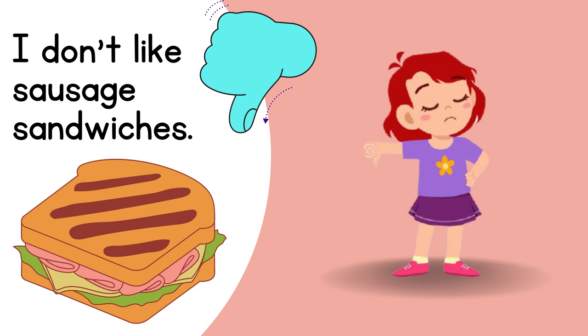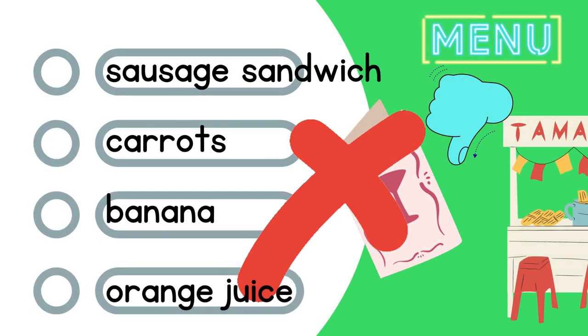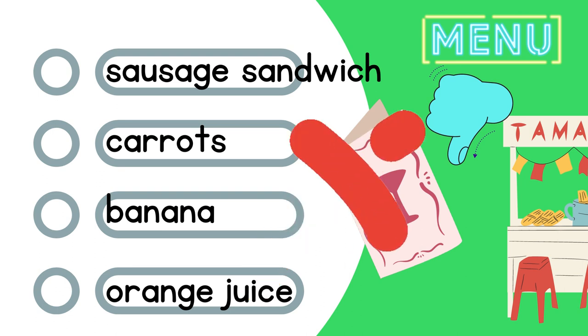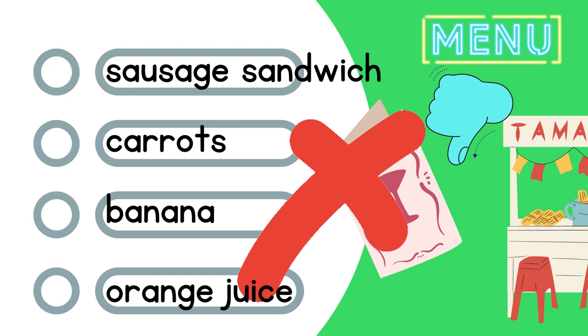I don't like sausage sandwiches. So, she will not choose this menu. She doesn't like this menu. Sausage sandwich, carrots, banana, and orange juice, because she doesn't like sausage sandwiches.